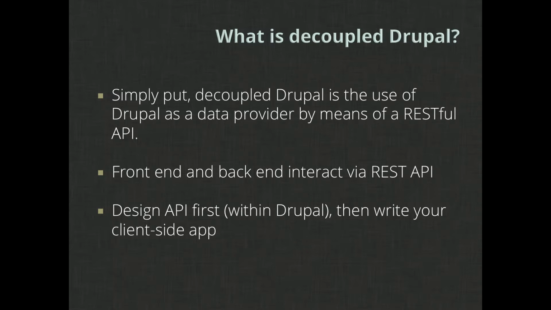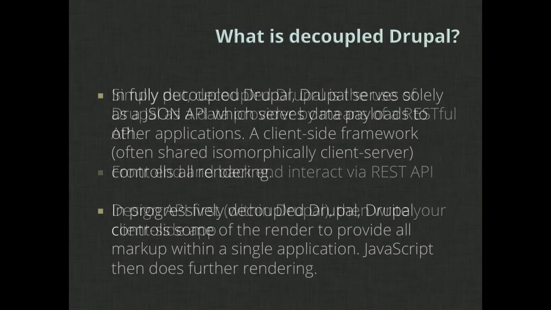And the real scintillating factor here is that the front end and back end interact solely via RESTful API, which means that the front end and back end are communicating via JSON request and response payloads back and forth. Now, the whole idea of an API-first methodology is predicated on designing your API first, let's say within Drupal, or using Drupal's out-of-the-box RESTful API in core, and then writing your client-side application based on that RESTful API. And I'll talk a little bit more about that shortly.